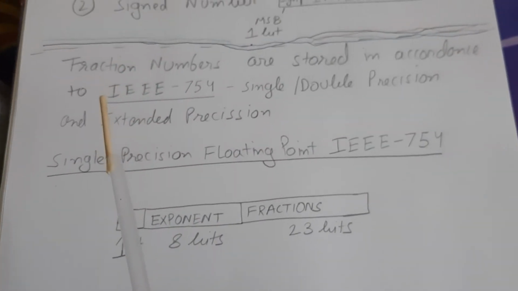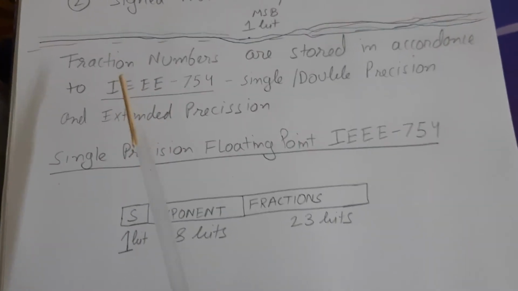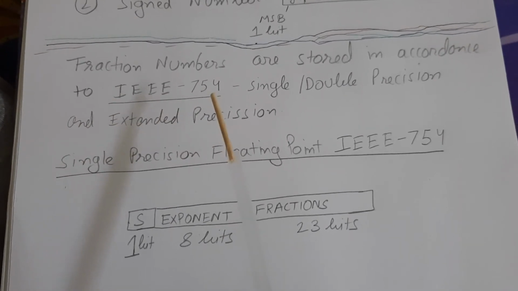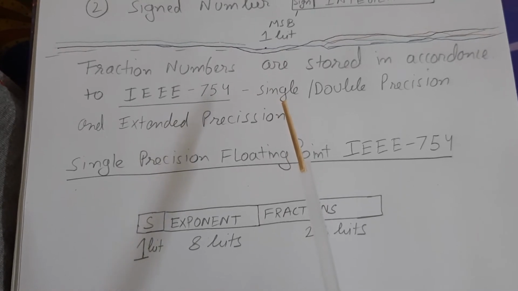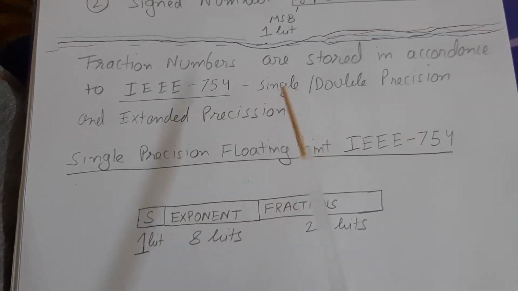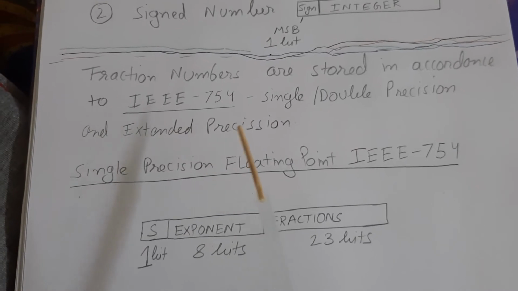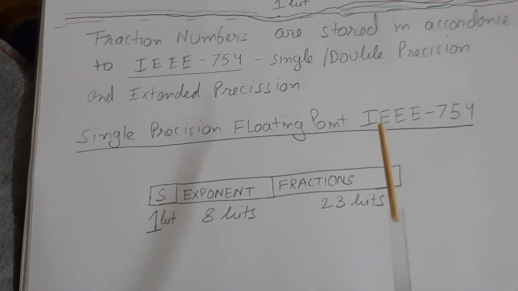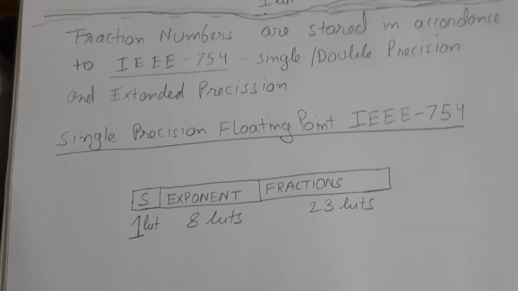Then we have the method for storing fractional numbers. Fractional numbers are stored in accordance with IEEE 754, which comes in 3 different modes: single precision mode, double precision mode, and the extended precision mode. IEEE 754 is the name of the standard.